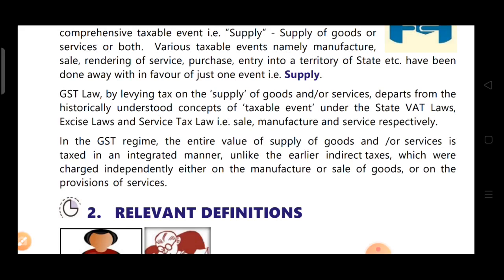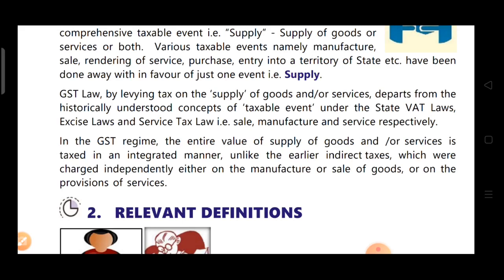Now it is taxed in an integrated manner. There is no independent tax, like if it is a manufacture, then this tax, then sale, then this tax. That was the consequence of charging tax at the time of manufacture and at the time of sale; that led to a cascading effect.